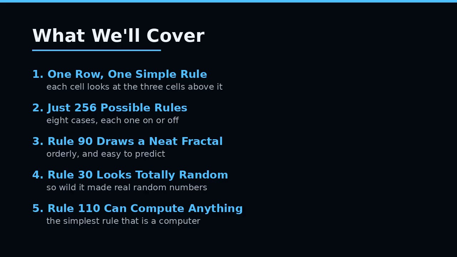Third, Rule 90 draws a neat fractal. Orderly, and easy to predict. Fourth, Rule 30 looks totally random. So wild it made real random numbers. Finally, Rule 110 can compute anything. The simplest rule that is a computer.